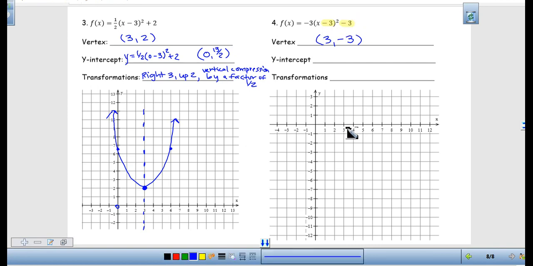Now we're going to graph our vertex, and we're going to pay very close attention to where we're going. When I graph, starting at 0, 0, I move right 3 and down 3. So those are my first 2 transformations. Right 3, down 3.